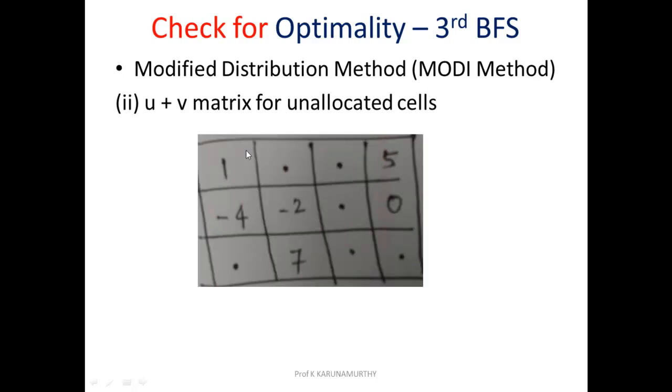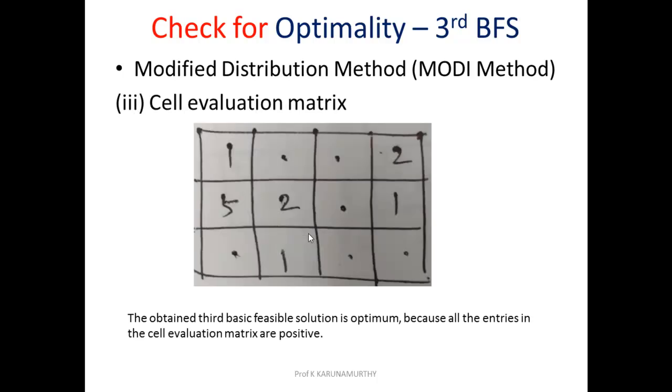So once we write the u plus v matrix for the unallocated cell, then we have to subtract this value from the original cost matrix. That will give you the cell evaluation matrix. From the original cost matrix, when you subtract, so this is the cell evaluation matrix which we have obtained after subtracting the u plus v matrix for the unallocated cell from the original cost matrix.